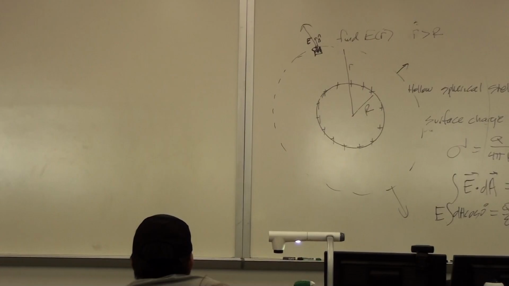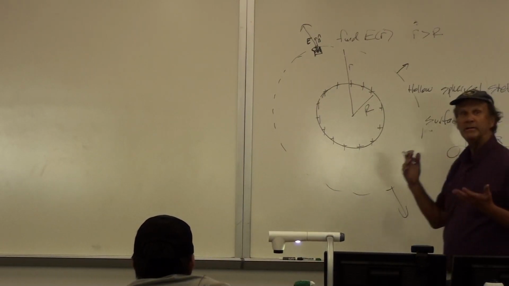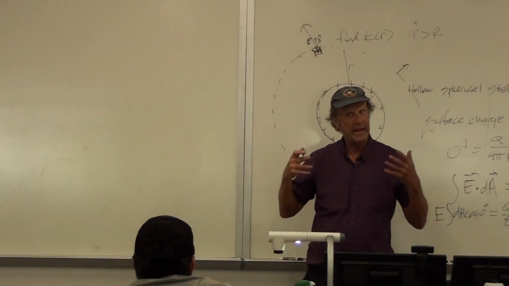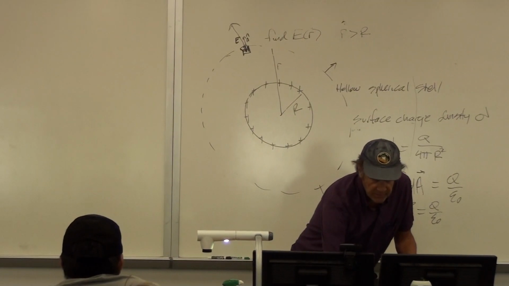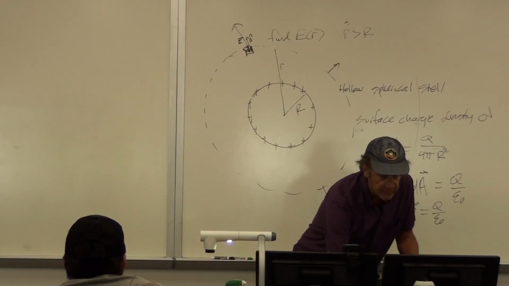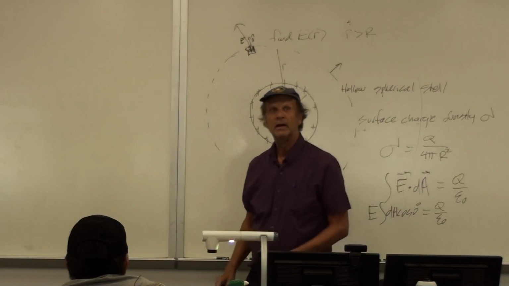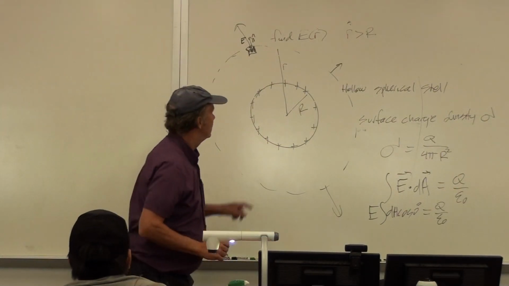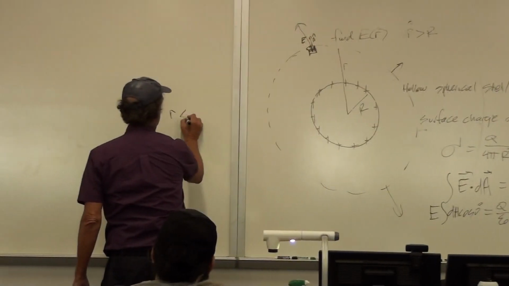Any other questions? So this is just one step that the abstraction I found in the past tends to mess people up. Now, what if we're inside of this thing? What if we go inside so that R is less than big R?